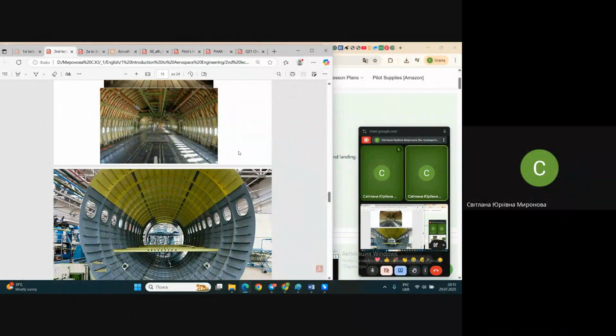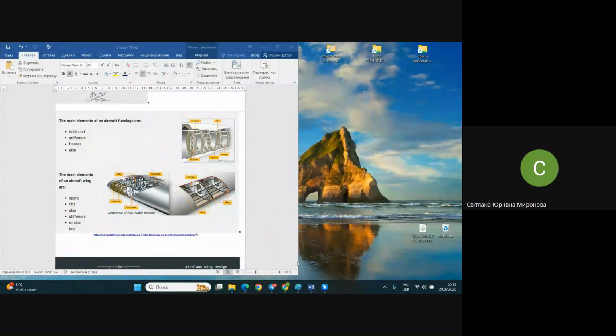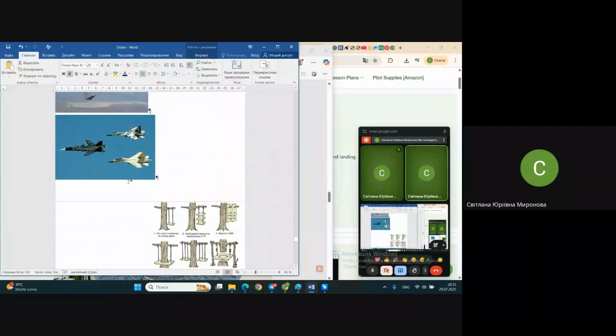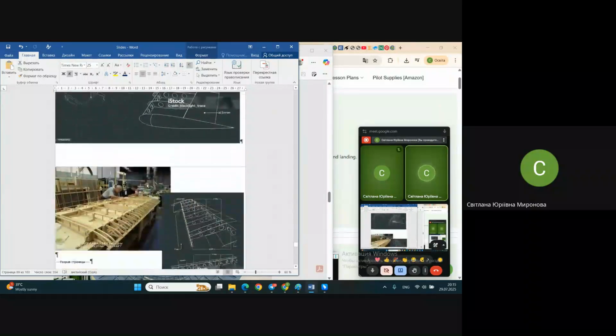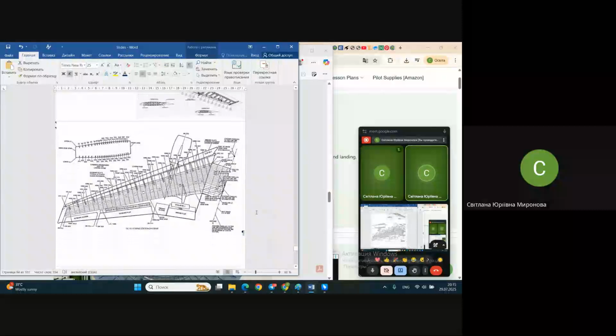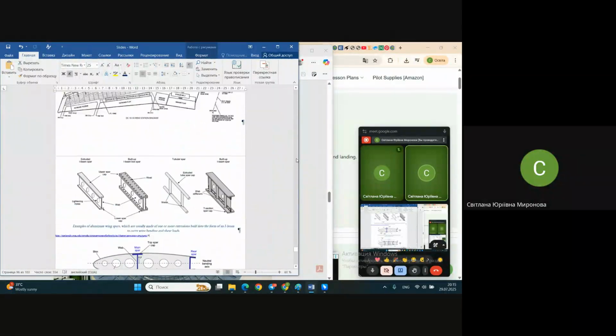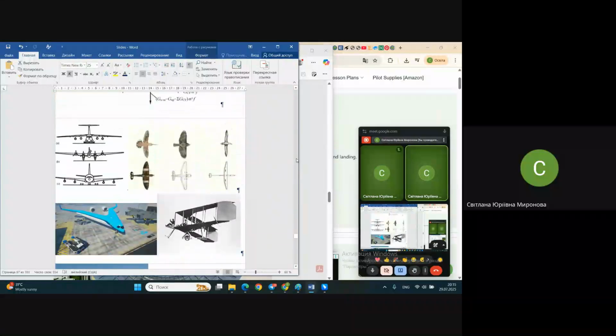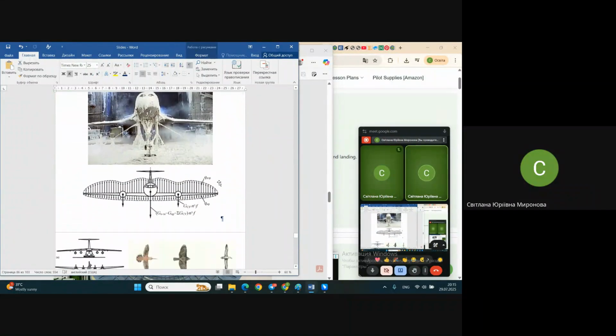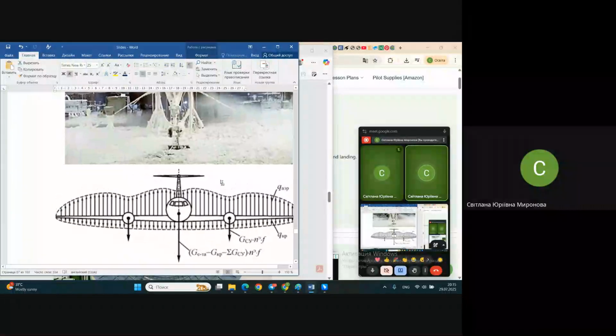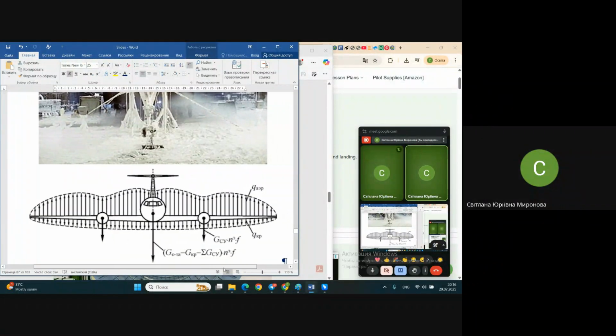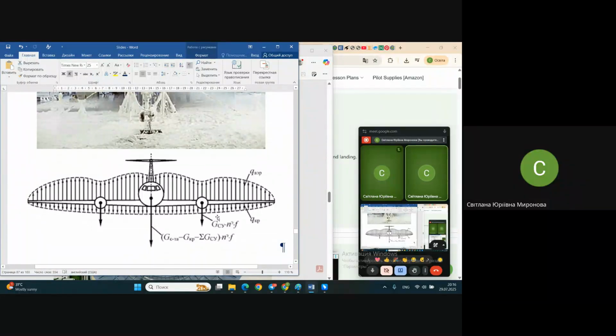And all those forces may be calculated and represented in the form of special charts, which show the loads in each cross-section of the aircraft. Something like this. Now you see the chart of loading of the wing in particular.